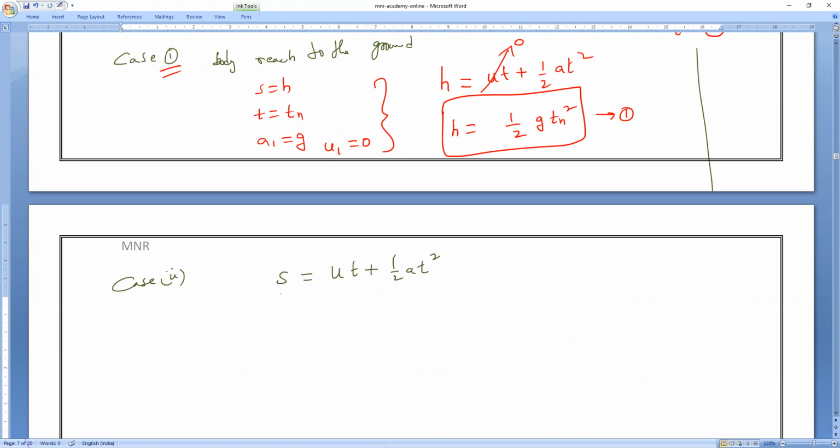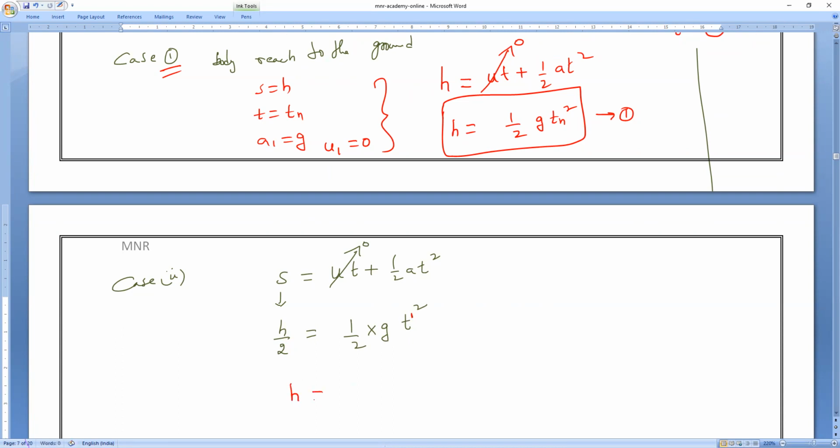So what is S? S means, in the second case, height by 2. Initial velocity is 0, so 0 plus half into g, and t means t dash square. Am I right, everybody? Yes, t dash square.